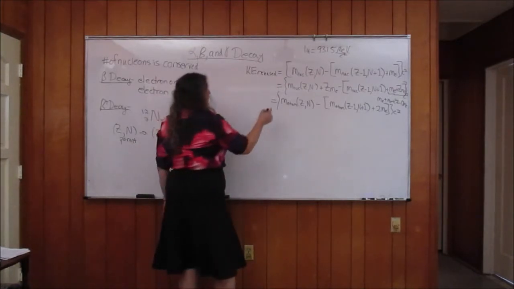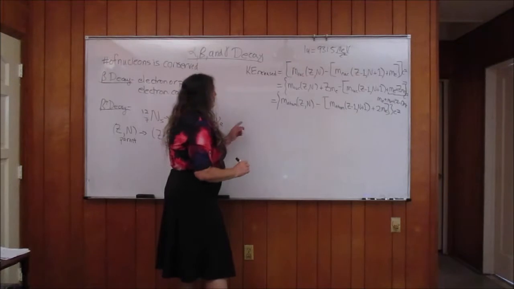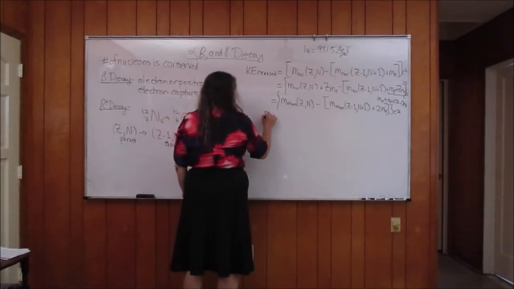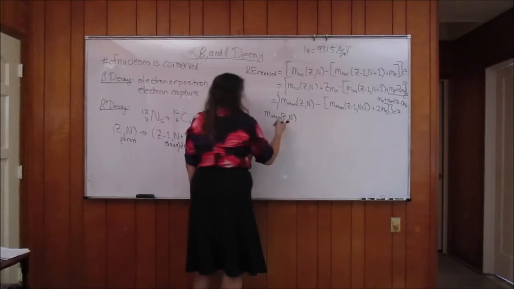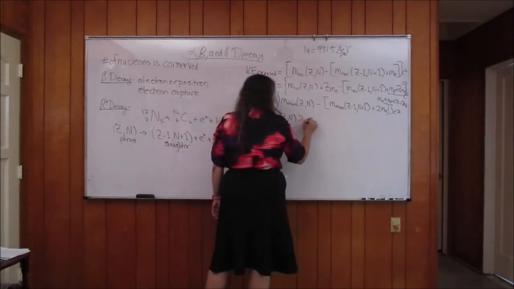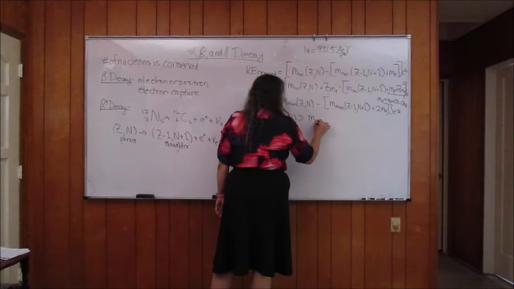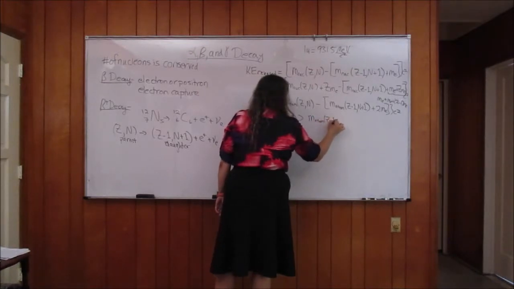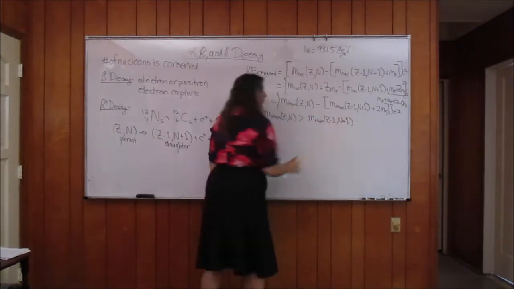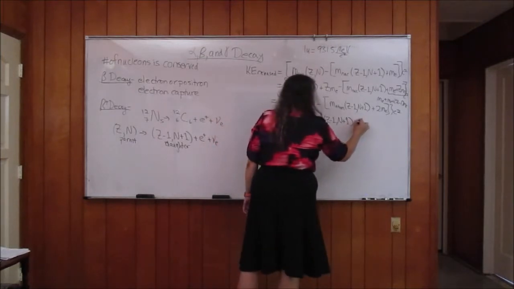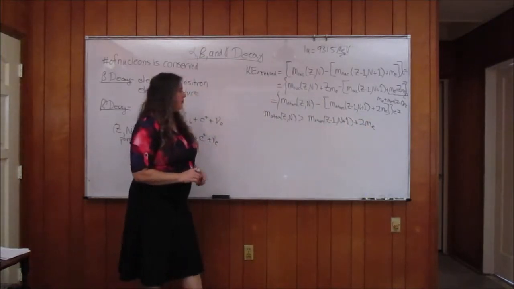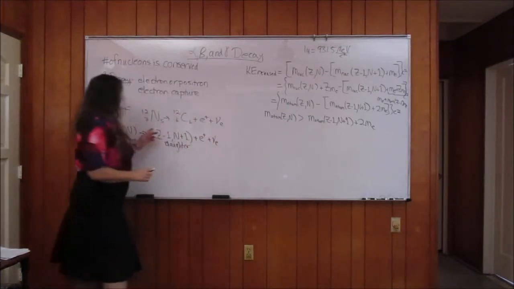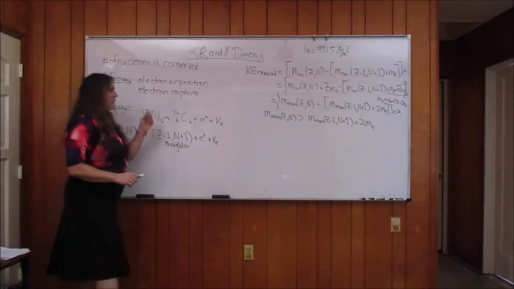Therefore, the condition for this process to occur is for the kinetic energy to be positive. In other words, the mass of the parent nucleus has to be greater than the mass of the daughter nucleus plus 2 times the mass of the electron. I'm going to go ahead and calculate the kinetic energy released in this decay.